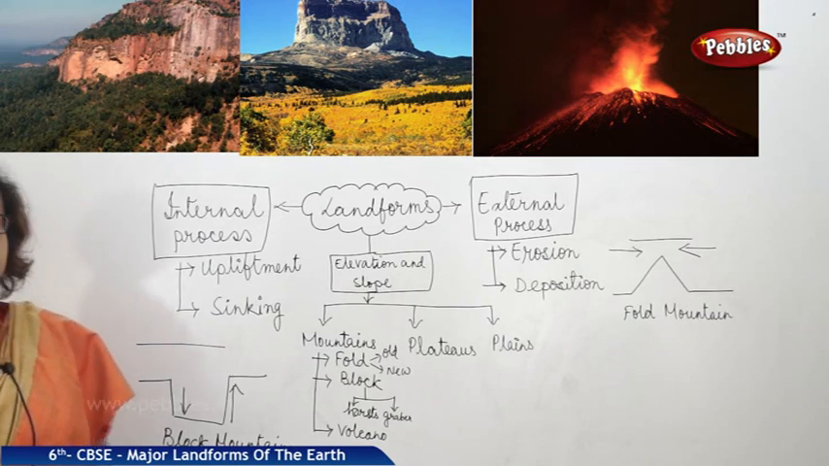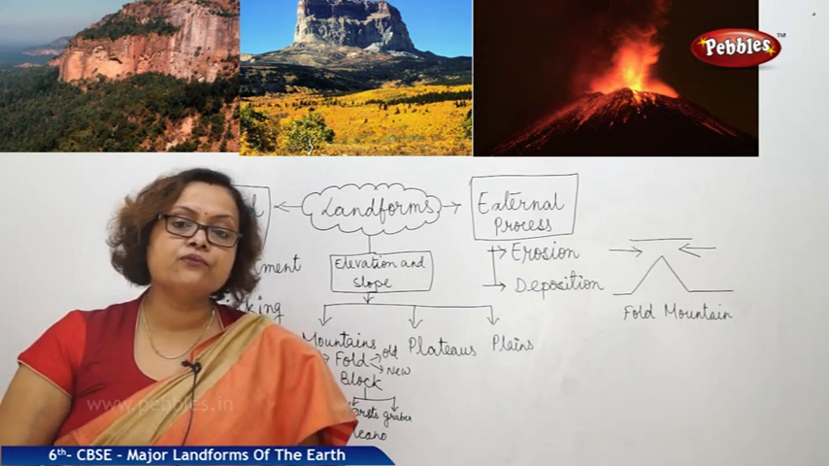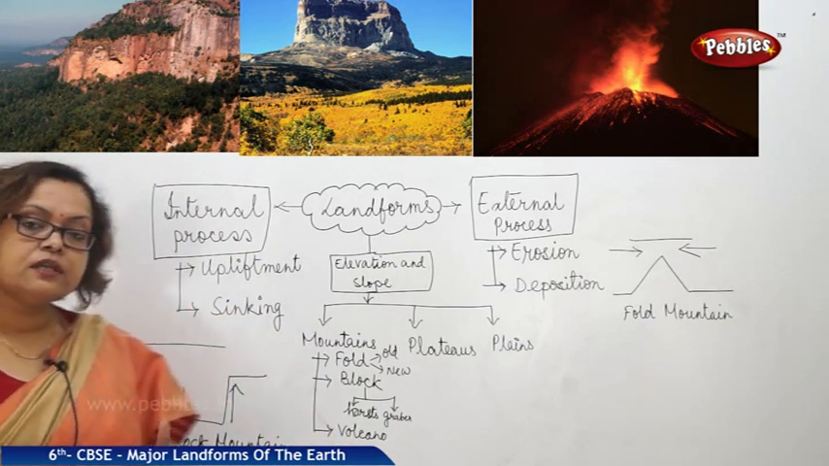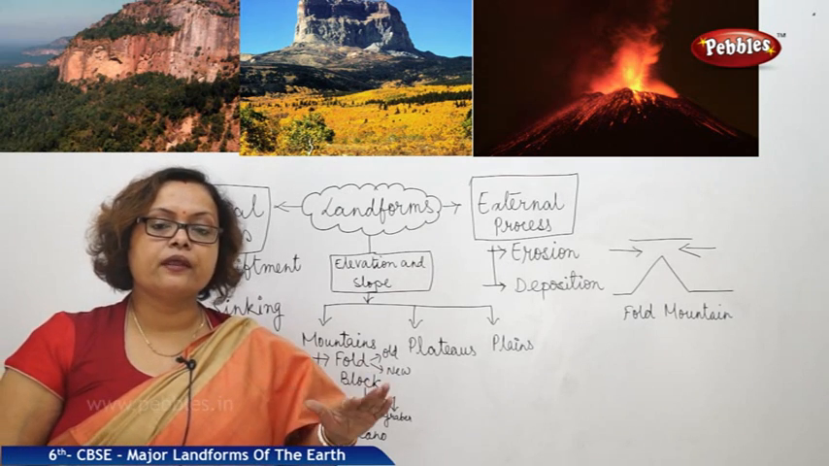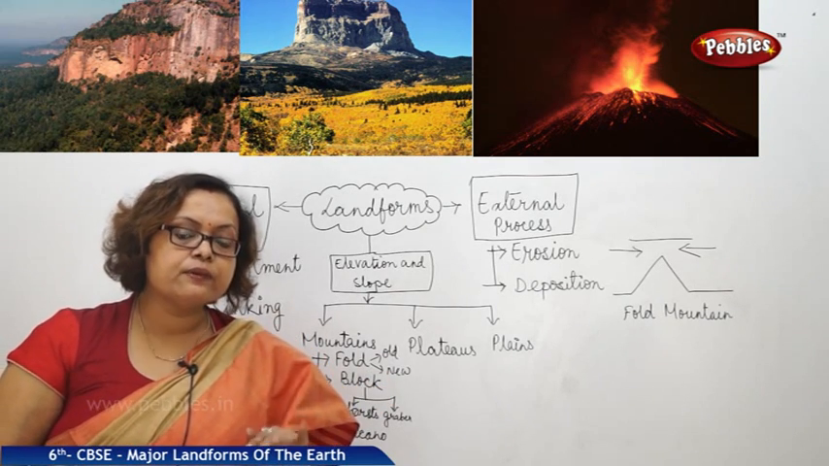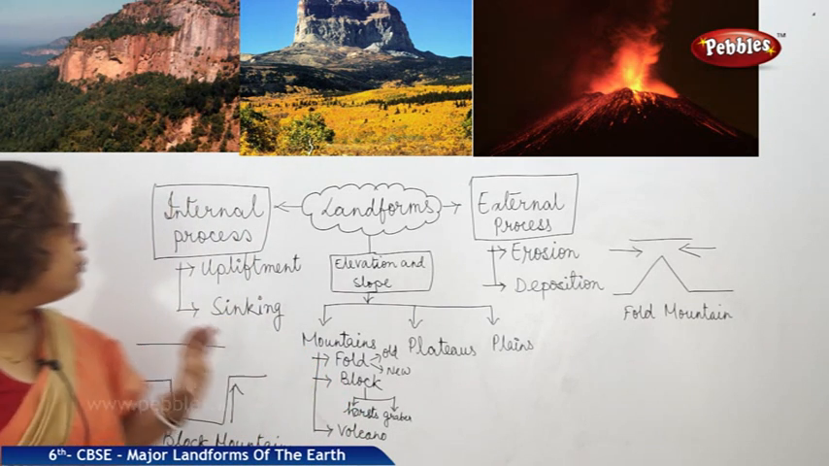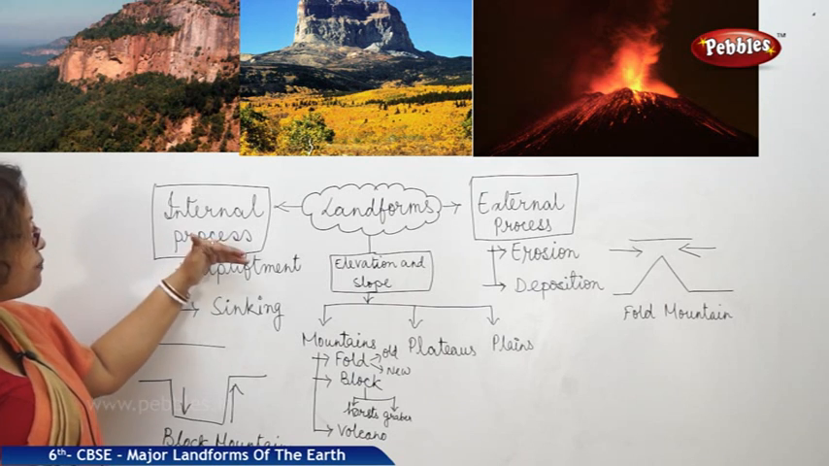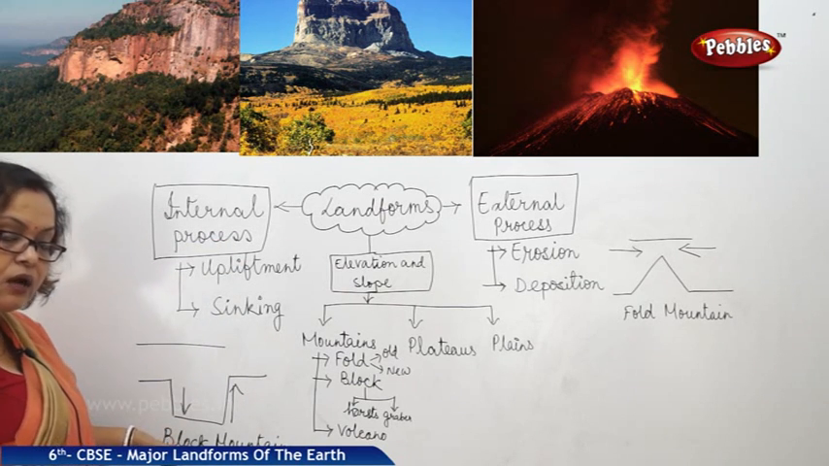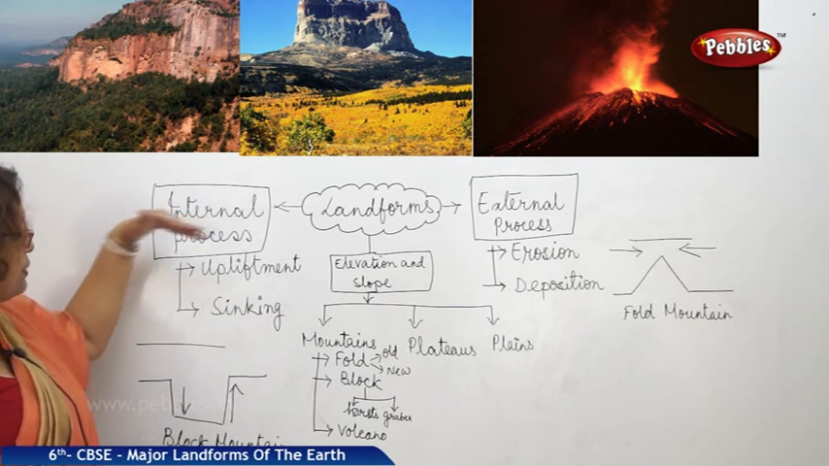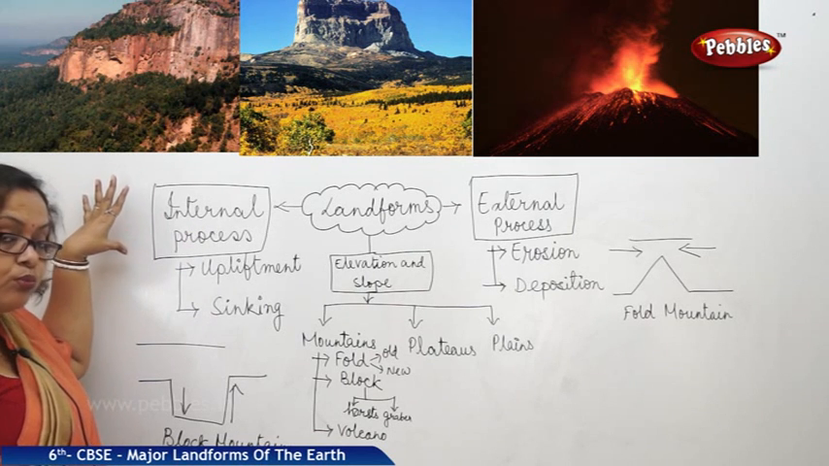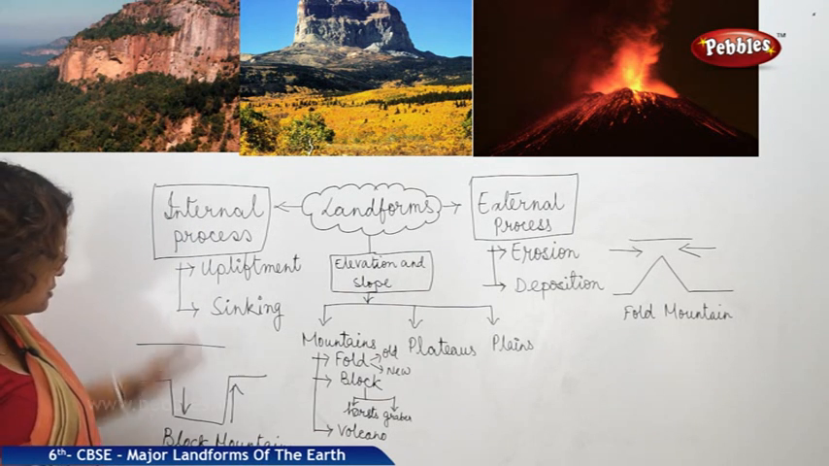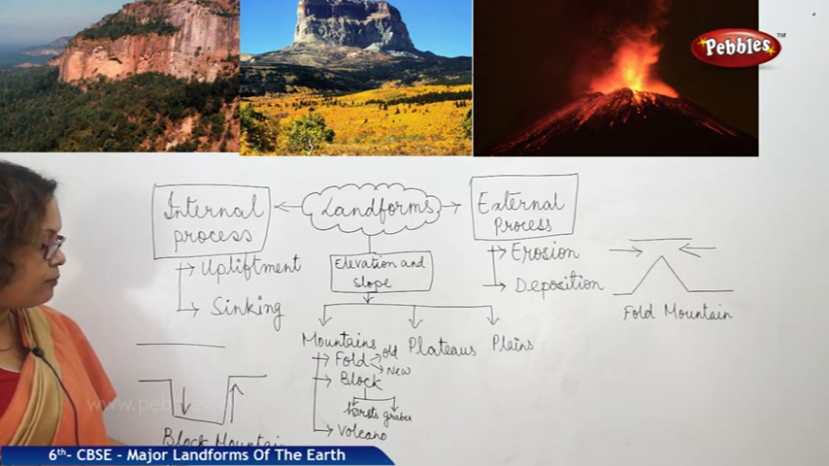The Black Forest in Germany is an example of a block mountain. Even in India, the Satpura range is an example of a block mountain, where we can see both processes, the upliftment of a place and the sinking down of a place. Both these internal processes we can see in the formation of block mountains.